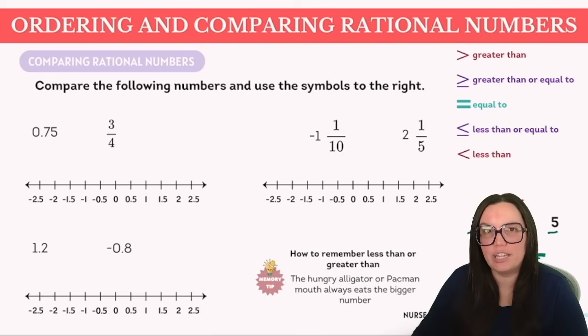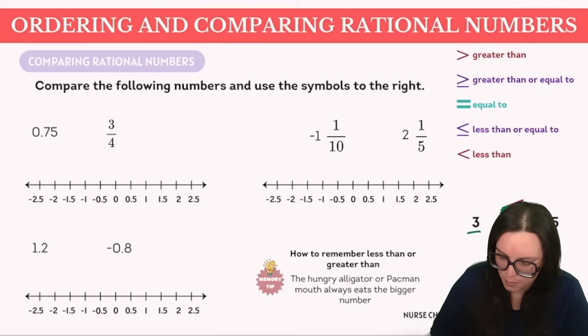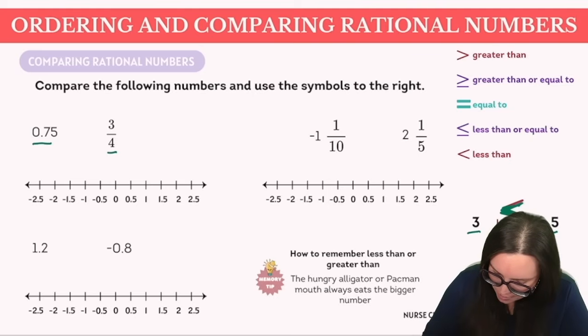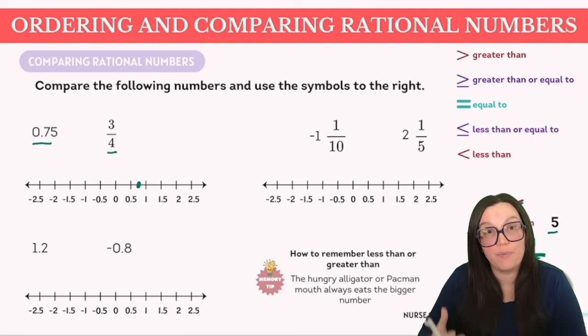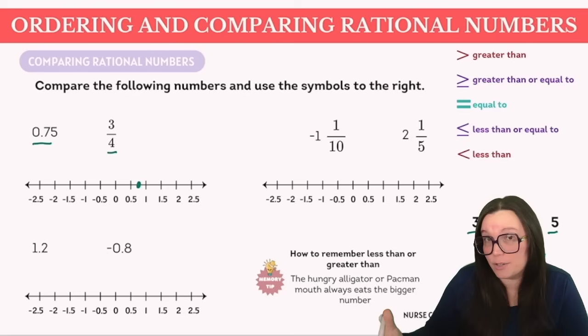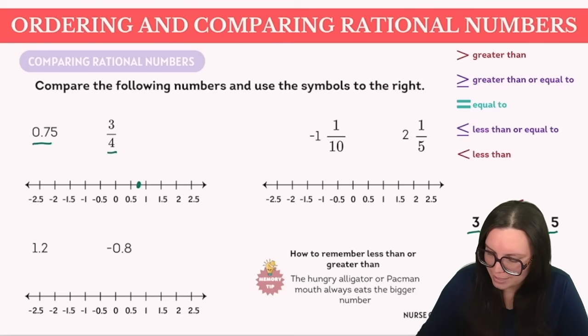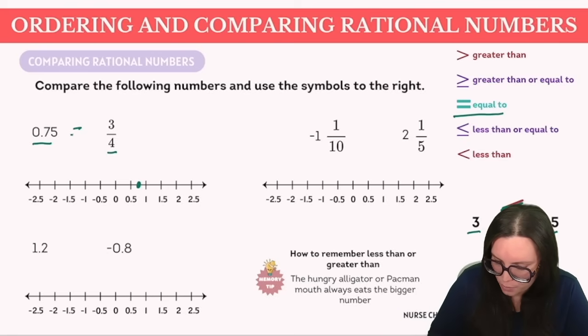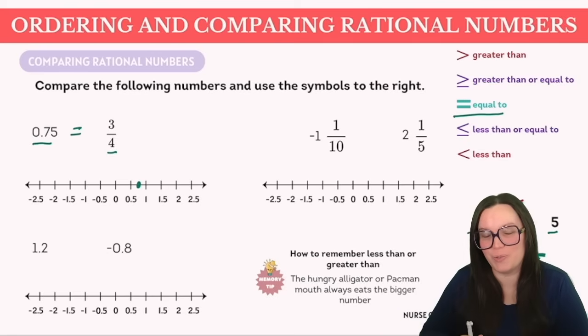So let's take a look at our numbers. We're comparing 0.75 to 3/4. When we look at our number line, we have 0.75 right about here. And when we divide 3 by 4, it's also going to give us 0.75. So in this case, we can say that 0.75 is equal to 3/4.